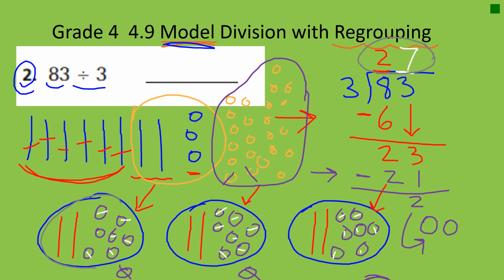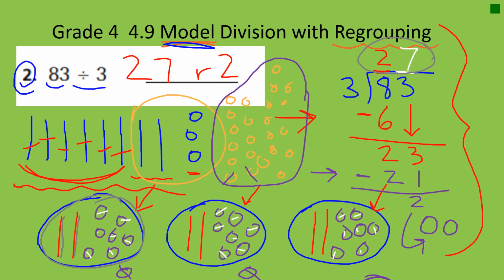And you can see that in each group, 10, 20, and 7 ones, 27. So 83 divided by 3 is 27, remainder 2. Now, boys and girls, this is how your parents learned how to divide, and it's how I learned how to divide. The reason that we're using all of these modeling place value base 10 block situations is to show you why this works. Okay, let's try another one.